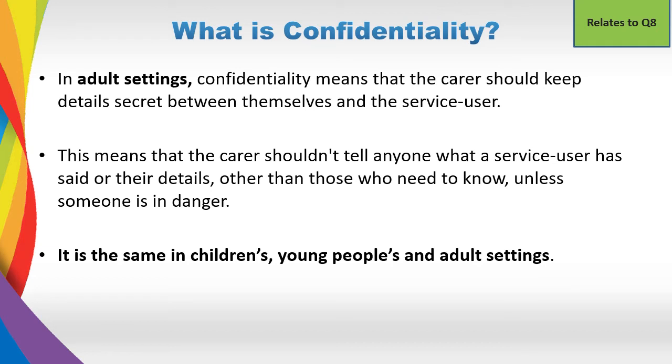So what is confidentiality? In adult settings, it means the carer should keep details secret between themselves and the service user. This means that the carer shouldn't tell anyone what a service user has said or the details, other than those that need to know, unless somebody is in danger. And this is the same in children's and young people's settings as well.